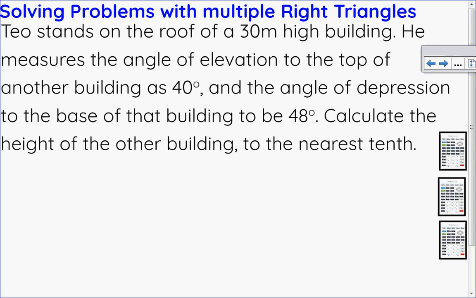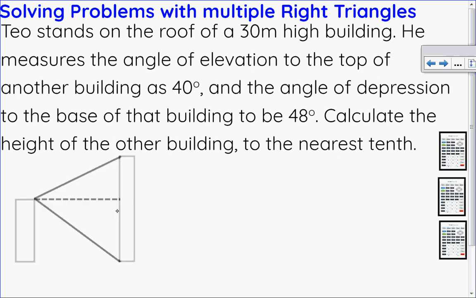So to start this question, I want to do a rough sketch. This is not by any means drawn to scale, but just to help us visualize where everything is. So in this one here, Teo is standing on this building, and this building has a height of 30 meters. Now the angle of elevation, that's from the horizon up to the other building, would be 40 degrees. And the angle of depression, that's horizon down, will be 48 degrees. And I want to calculate the height of the other building.